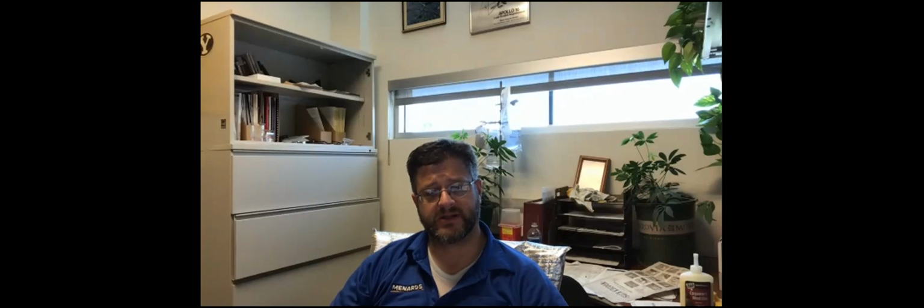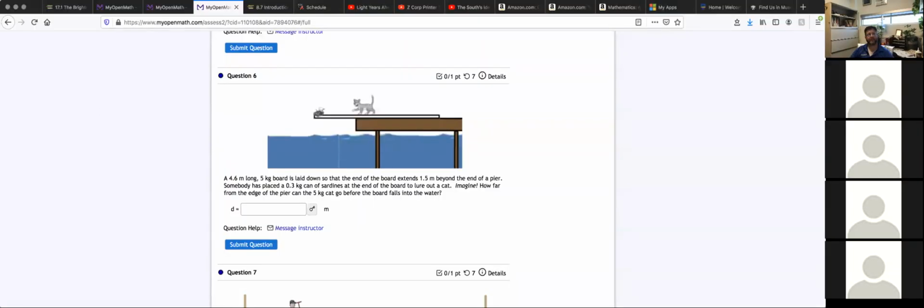This is question 6. Let me share my screen with you. So in question 6, we have this daring cat who's going to wander out the edge of this board, which is hanging off the edge of a pier, because there's a can of tuna out there or something. Sardines, it looks like. Can't blame him. I like sardines too. Maybe it's a she cat, I don't know. But we want to know how far this cat can go out before tipping the board over into the water.